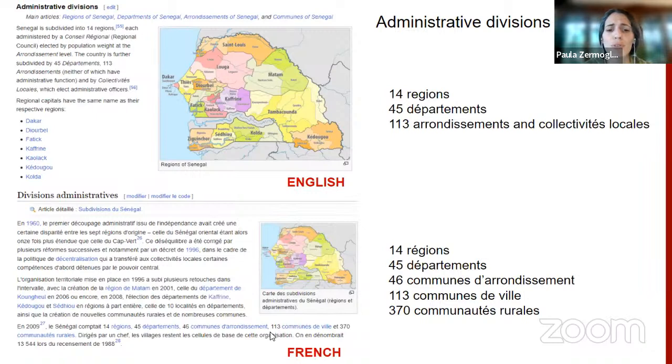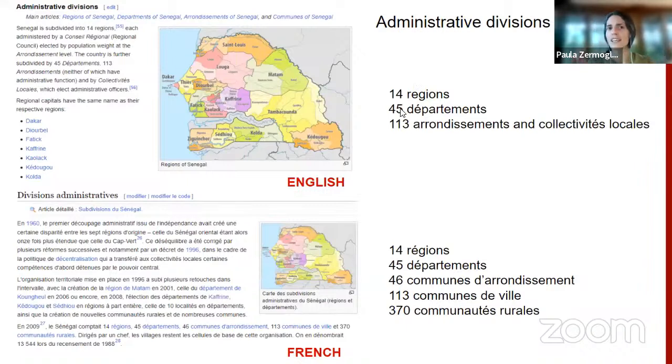Now I go to the French page. And the French page says it has 14 regions, 45 departments, and here we have quite a change. We have 46 communes d'arrondissement, 113 communes de ville, and 370 communautés rurales. Okay, we see the differences between English and French immediately. All that we have is, well, 14 regions and 45 departments.